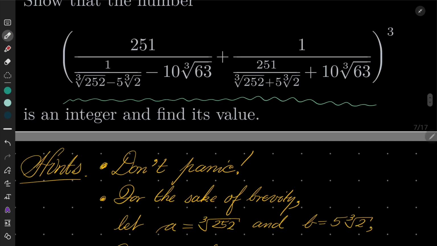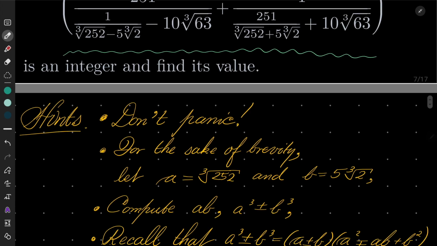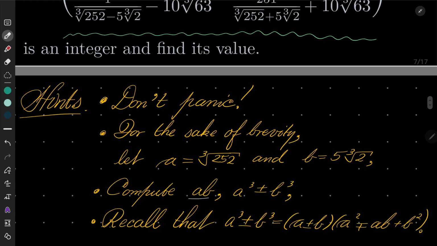First of all, do not panic. It's not that difficult. Maybe it is difficult, but it's not tragic. My main hint is, for the sake of brevity, make the following substitution, or define the following variables or constants. Let a be the cube root of 252 and let b be equal to 5 times the cube root of 2. And then compute the product a times b and the sum or difference of cubes, a cubed and b cubed.